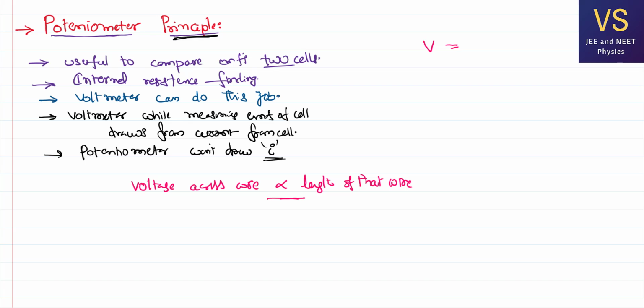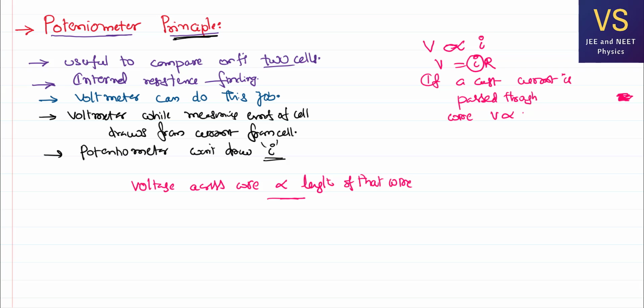You know Ohm's law? Potential drop across a wire is directly proportional to current. To eliminate the proportionality, we put a constant, resistance. We know that, right? So, if a constant current is passed through a wire, we will make sure that the current passed is a constant through the wire. Then this I becomes constant. Then potential drop is directly proportional to resistance.